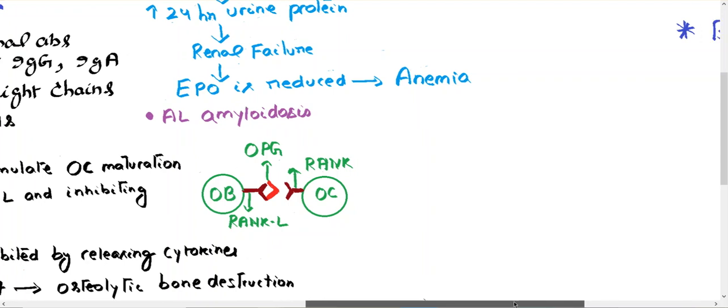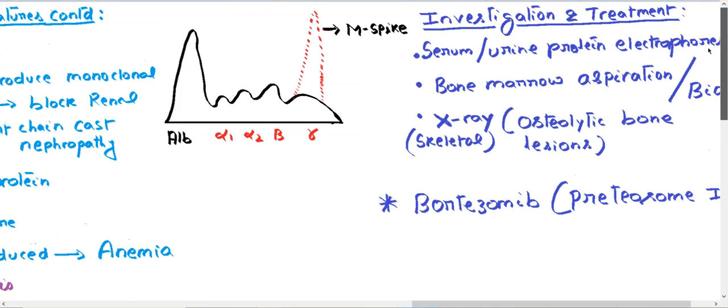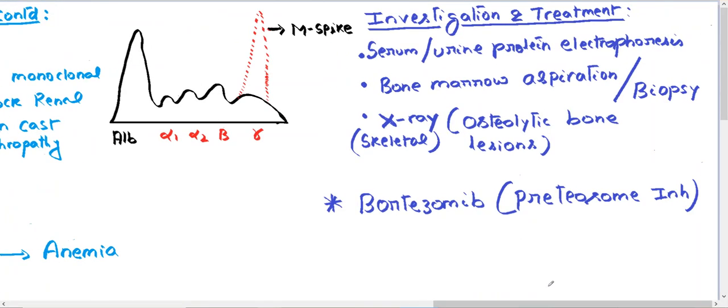Okay. Now coming to the investigation and the management. The investigation we do is serum and urine electrophoresis. In this, normally we see that the albumin has a peak, followed by alpha 1, alpha 2, beta and gamma. You can see the gamma is not that big normally, but in case of multiple myeloma, because there is a monoclonal proliferation of these immunoglobulins, the M spike is very prominent.